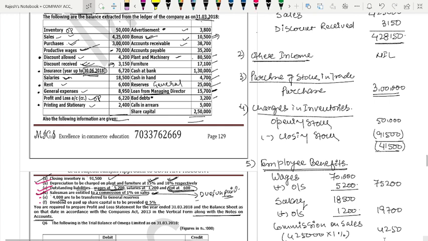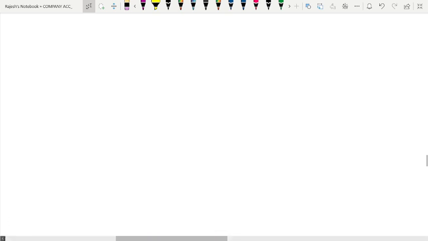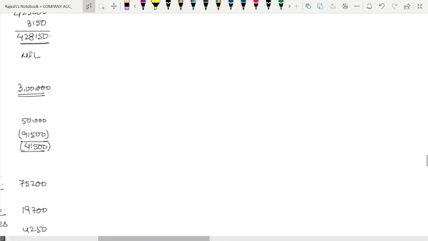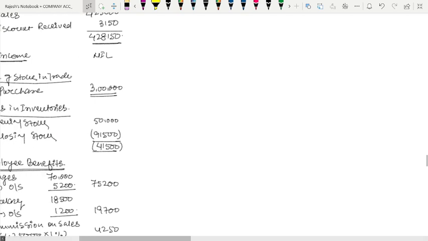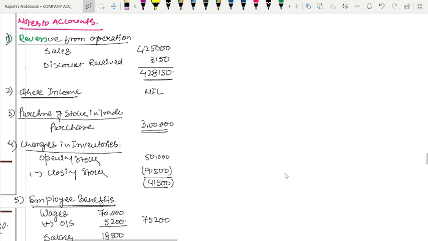Now we can prepare the income statement first. After this we can prepare the notes related to the balance sheet. Okay, profit and loss statement.